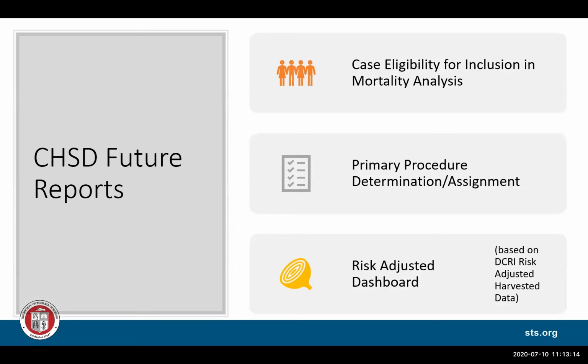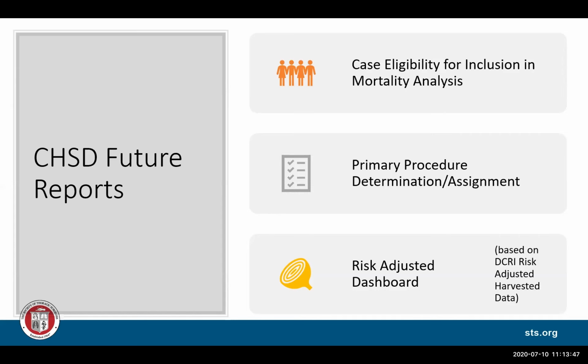And future reports that we are looking at to be able to provide to the user community before the harvest close. That is the case eligibility for inclusion in mortality analysis. We are doing some enhancements to the missing variable report to be able to get that information to you. And then another report, which is the primary procedure determination. So that is also an upcoming report that we are currently working on.